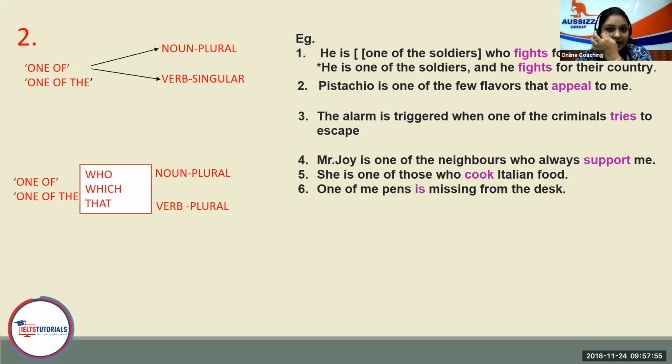Second example. Pistachio is one of the few flavors that appeal to me. See, one of the few flavors that appeal me. Yes, that appeal, not appeals. That appeal me, not appeals.